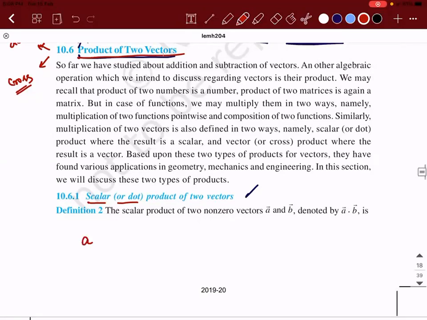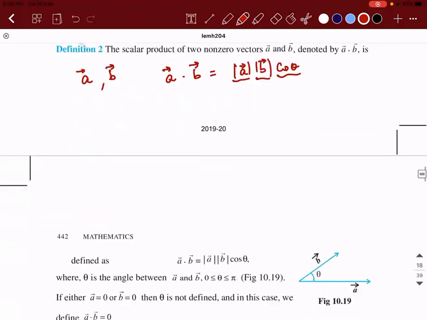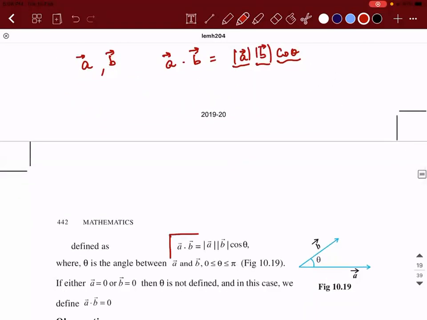Listen to this carefully. If A vector and B vector are two non-zero vectors, then A vector dot B vector is equal to magnitude of A vector into magnitude of B vector into cos of the angle between both, that is cos theta. If you observe, magnitude of A vector is a number, magnitude of B vector is a number, and cos theta is also a number. So this is the basic definition of the dot product between two vectors.